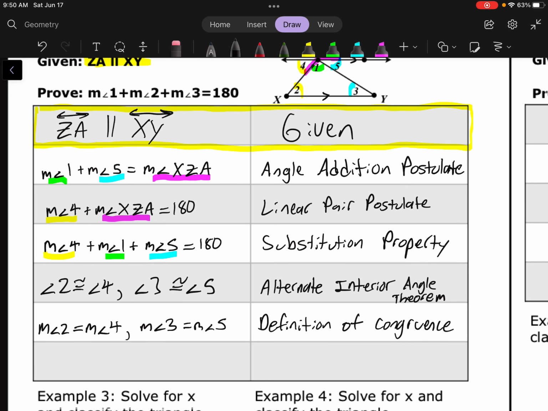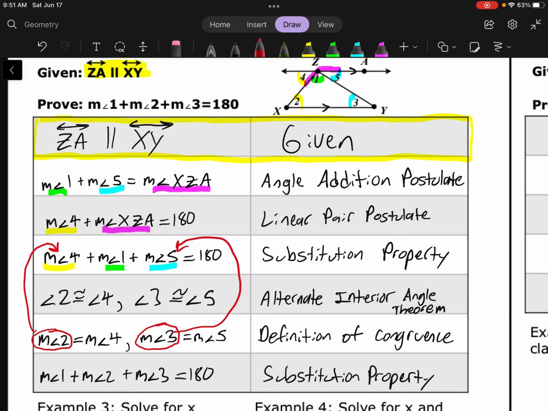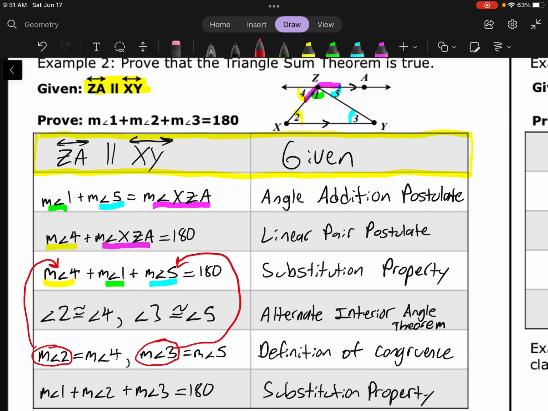And now we can finally do a little substitution here. So now I can finally say that the measure of angle 1 plus the measure of angle 2 plus the measure of angle 3 is equal to 180 by substitution property. And if you didn't catch exactly what I did there, I took 2, plugged it in for 4 there, and I took 3, and I plugged it in for 5. And then we just did a little bit of rearranging there, and then we got what we were trying to prove. So that is the reason why all triangles have to add up to be 180 when we're looking at those interior angles.